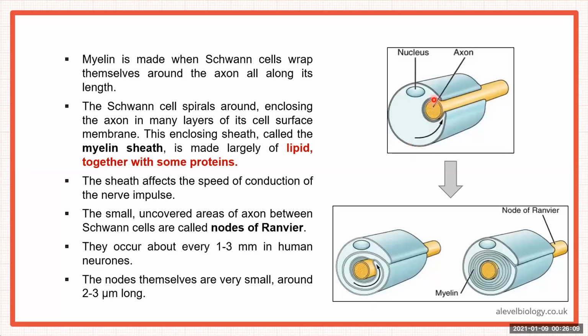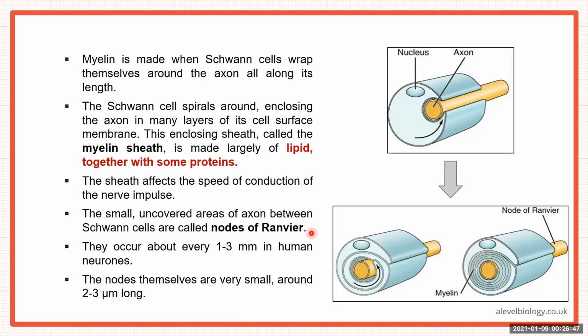So these Schwann cells spiral around these axons, right? They spiral around, if you look here, look at the arrow as well. They make many layers of their cell surface membrane, and the sheath that they form is what we call the myelin sheath. This myelin sheath is made of lipids and proteins. So yes, this is a cell surface membrane, and you can imagine why it consists mostly of lipid together with some proteins, right? This sheath affects the speed of conduction of a nerve impulse.